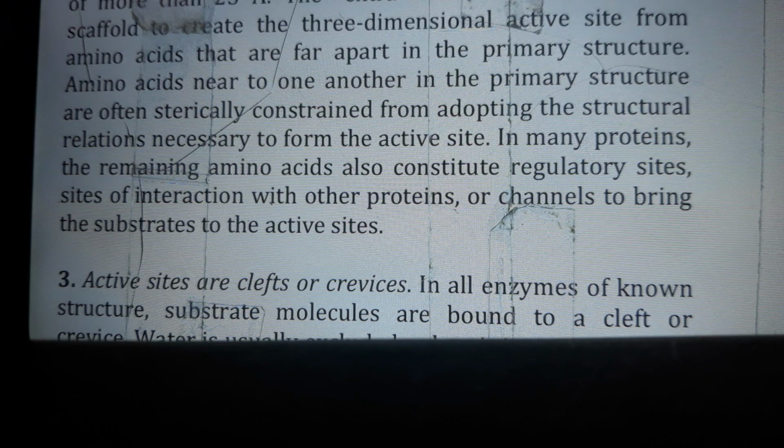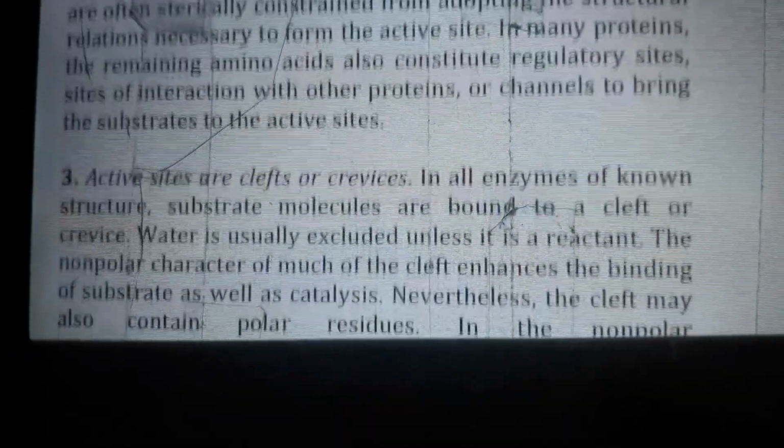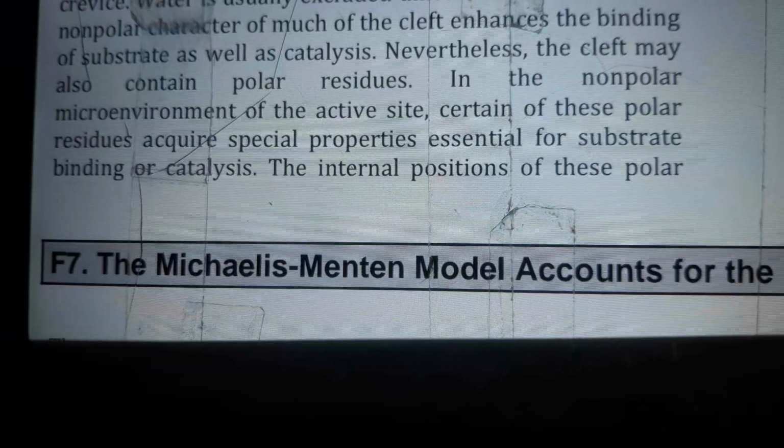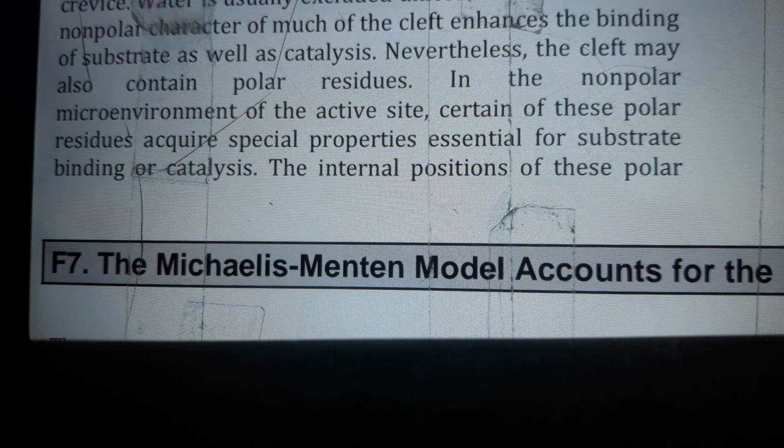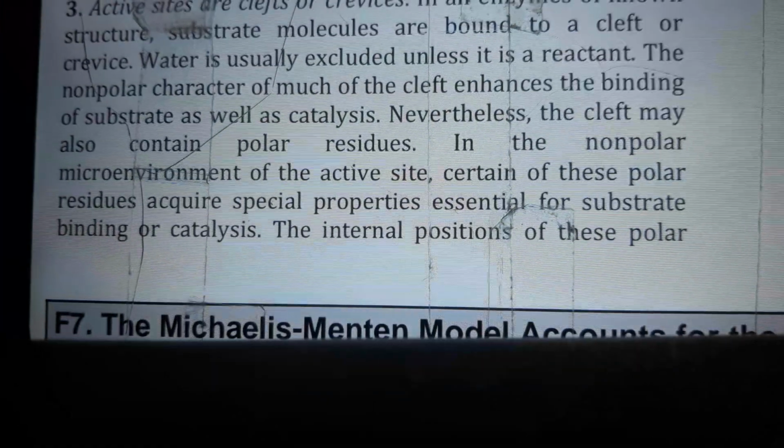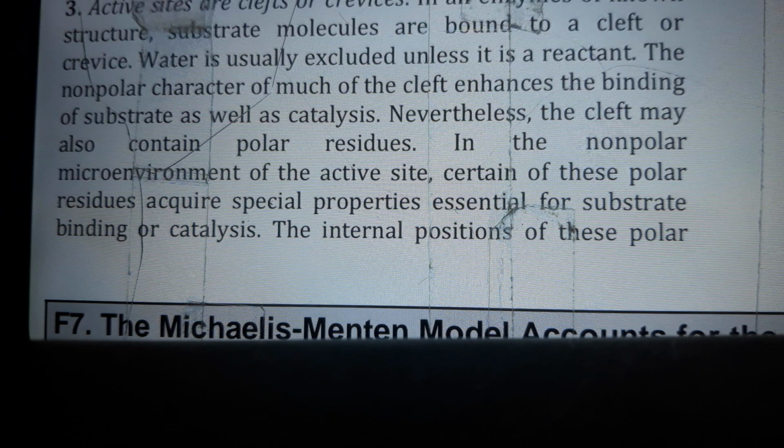In many proteins, the remaining amino acids also constitute regulatory sites of interaction with other proteins, or channels to bring the substrates to the active sites. Active sites are clefts or crevices. In all enzymes of known structure, substrate molecules are bound to a cleft or crevice. Water is usually excluded unless it is a reactant. The nonpolar character of much of this cleft enhances the binding of a substrate as well as catalysis.